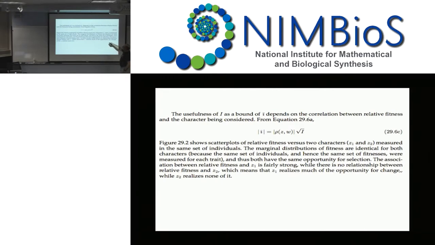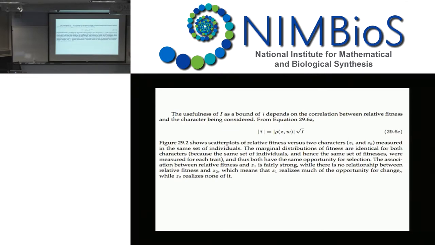So this gives the connection between specific characters and variation in fitness. So the change in a specific character, variation in fitness, and the correlation between the character and fitness. But the point is, don't think about this as an operational device. Think about this as something that gives you bounds. I'm comparing two populations. I'm asking if I can bound a trait or not.